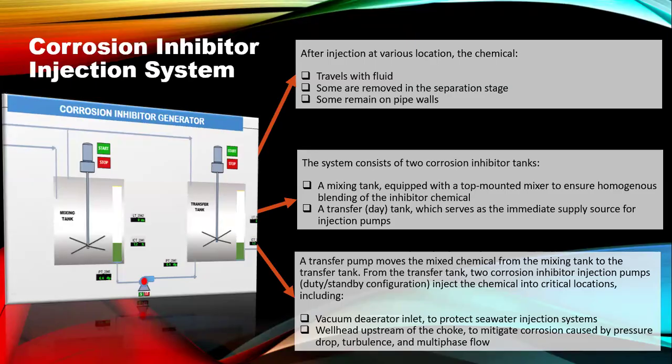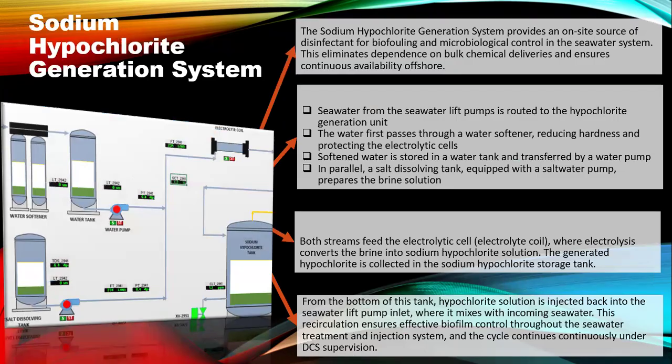By the time it gets to the separators, it is being separated. Although not all will be separated, some still follow along, but then separation occurs eventually. Some remain on the pipe walls. The system consists of two corrosion inhibitor tanks, as we mentioned already from what we see here. One is the mixing tank, one is the transfer tank. Transfer pumps help you to transfer from the mixing tank to the transfer tank, and then you send it to your various locations like your vacuum generator and then your wellhead at the upstream part of the system.